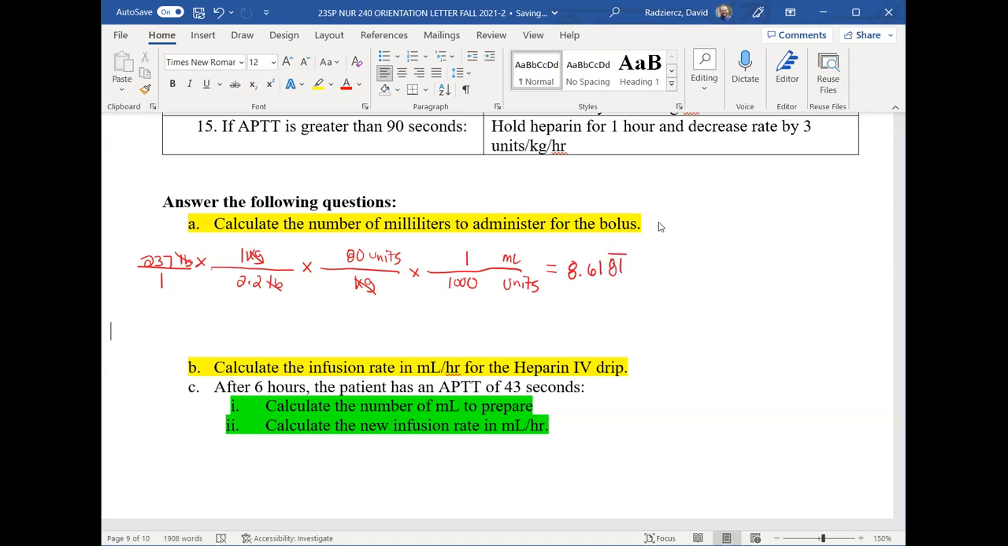8.6181, and then that's repeating. And then we're going to round that number to 8.6 milliliters. Now, let's say I did not do the rounding. Or let's say I did the rounding at the beginning. Let's just see if we come up with the same answer. I think it's going to be the same, if not exactly the same, as far as our final answer is concerned.